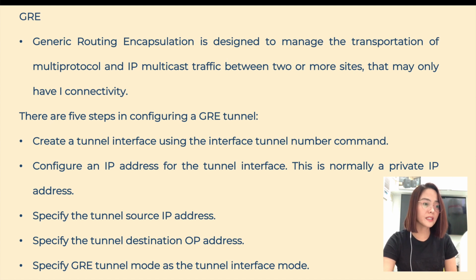GRE, or Generic Routing Encapsulation, is designed to manage the transportation of multiprotocol and IP multicast traffic between two or more sites that may only have one connectivity. There are 5 steps in configuring the GRE tunnel. Create a tunnel interface using the interface tunnel number command. Configure an IP address for the tunnel interface. This is normally a private IP address. Specify the tunnel source IP address. Specify the tunnel destination IP address. Specify GRE tunnel mode as the tunnel interface mode.